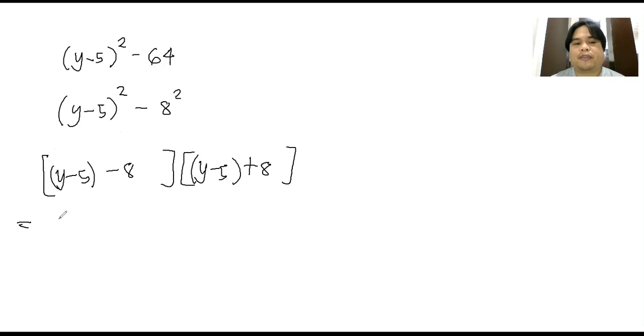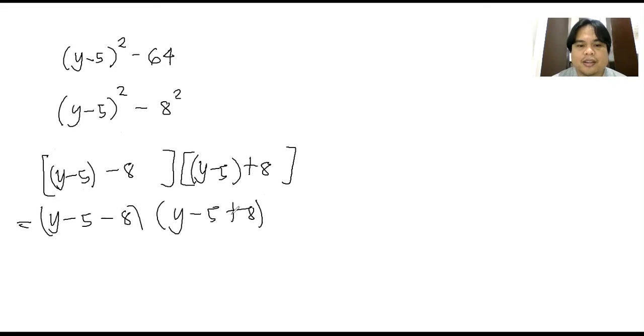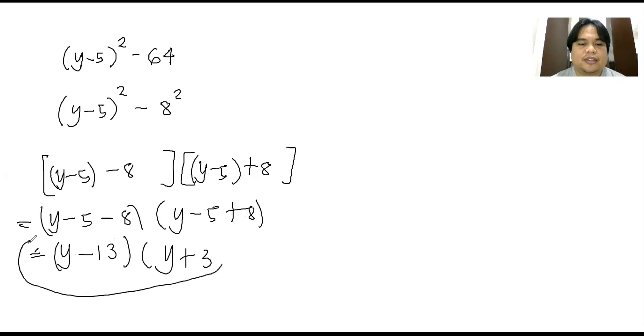And then further simplify that. That becomes y minus 5 minus 8, right? And y minus 5 plus 8. So ultimately, you will have negative 5 minus 8, you have 13. y minus 13. And negative 5 plus 8, you get 3. So y plus 3. That's your final answer. So the factored form for this binomial is this. Okay?